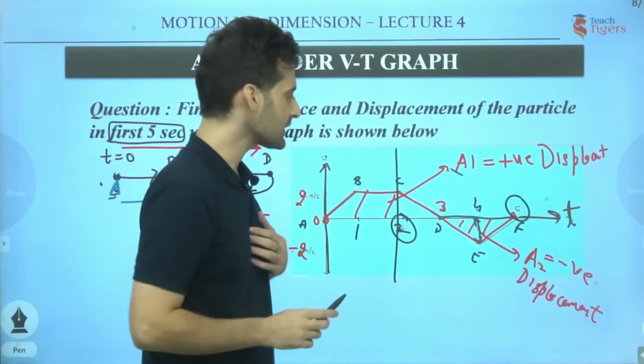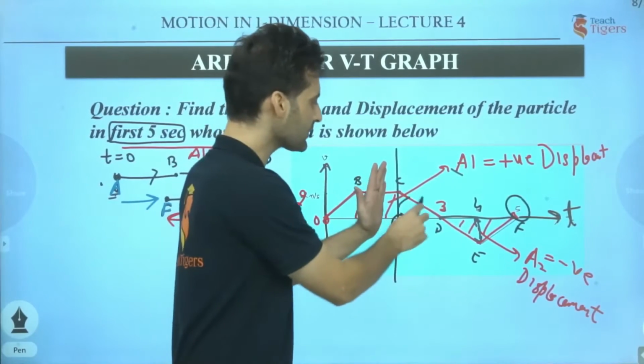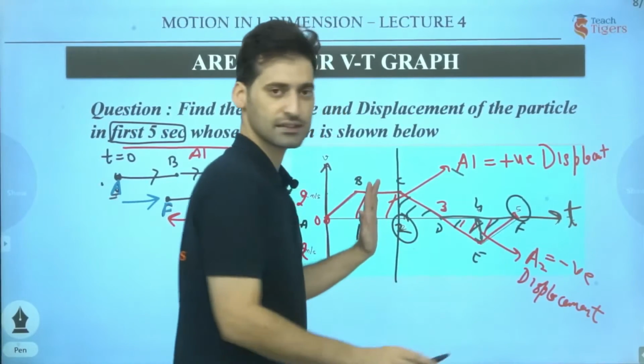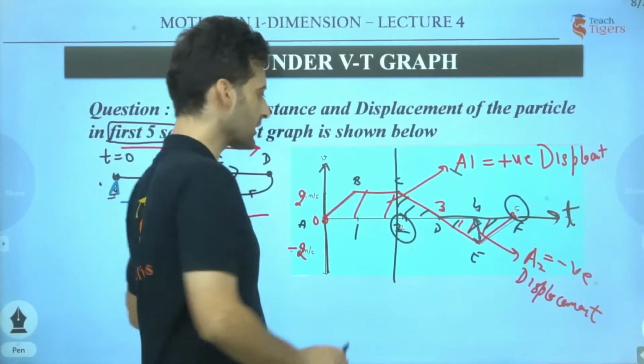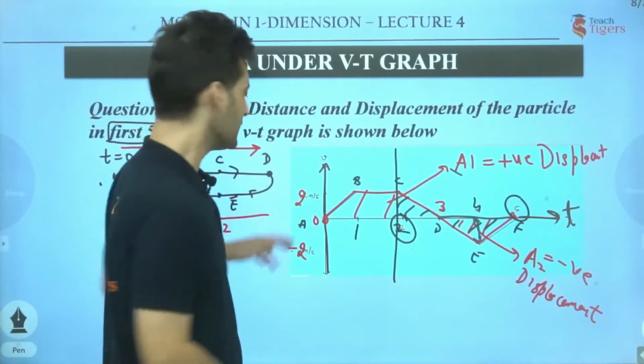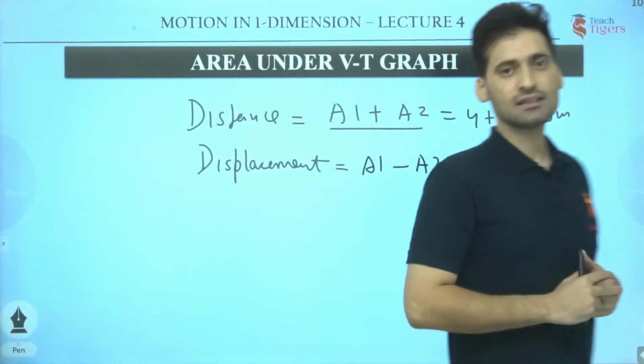If I want to find the displacement from 2 to 5 seconds, I will only calculate this area and this area, that's it. And for distance also I will consider this much area. Just forget about the area that is lying before. Okay, so this is how we calculate the distance and the displacement.